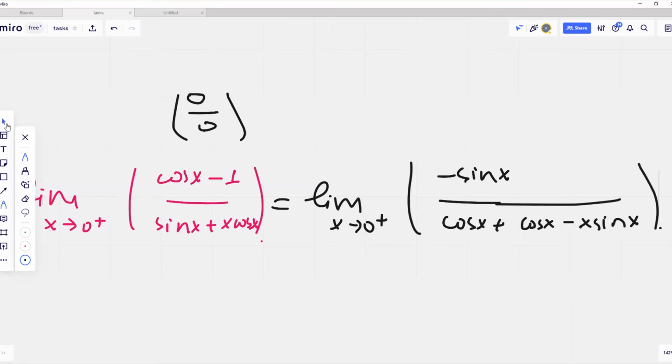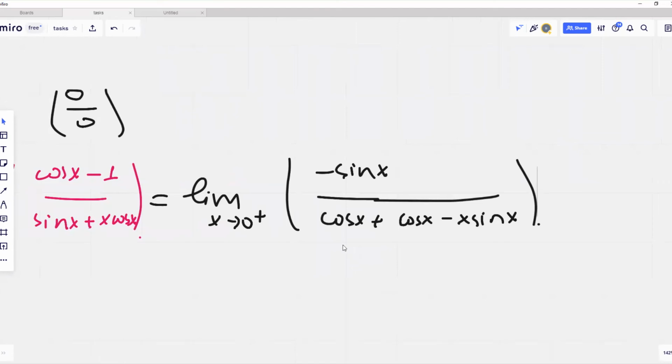All right, now let's see what we have here. When x is approaching 0, the numerator goes to 0. In the denominator, this is 1, this is 1, this is 0. So that limit is equal to 0 then.